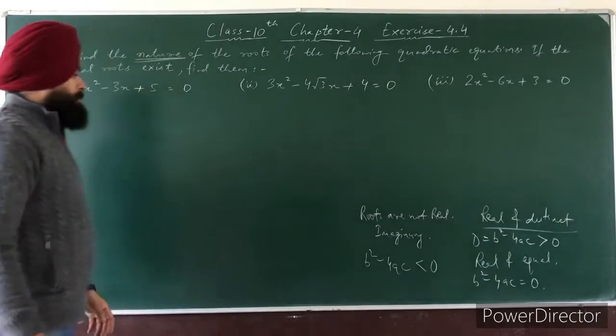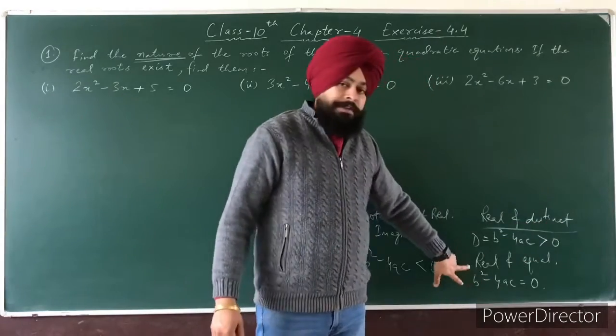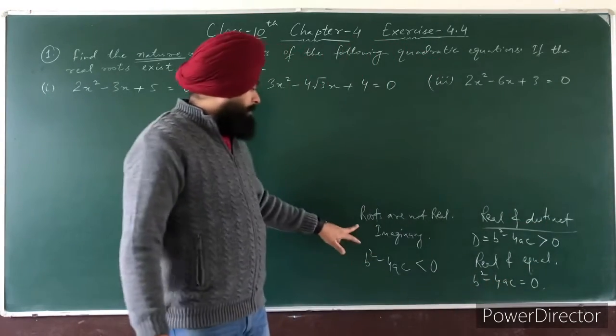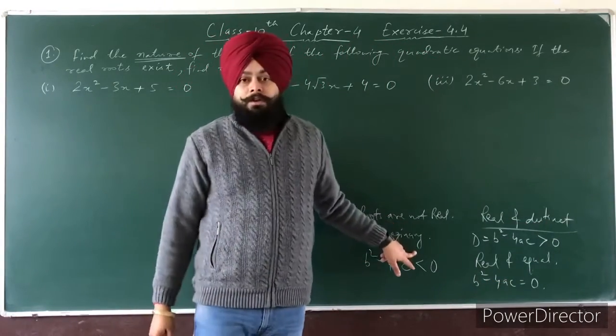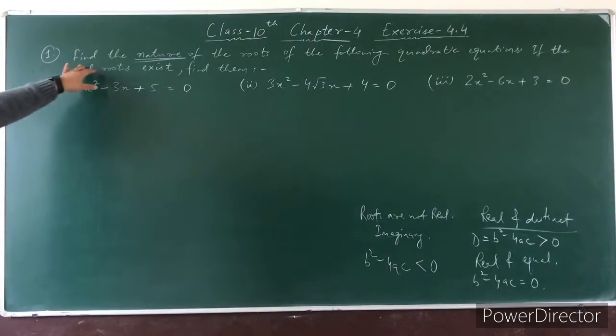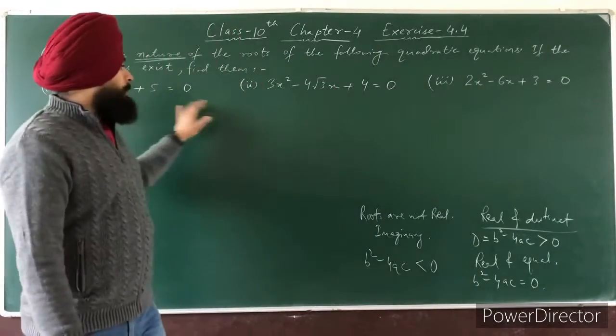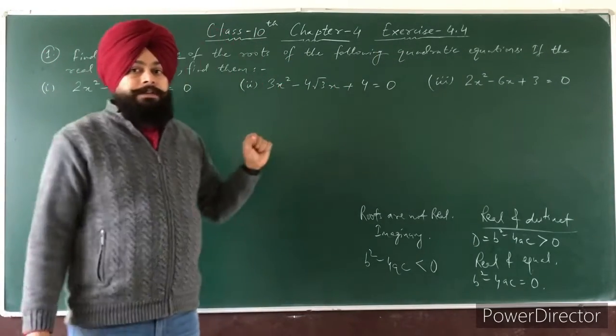Clear students? So these are the three types of nature. The first nature is real and distinct. Second nature is real and equal. And third is the roots are imaginary, or you can say not real. So first we will find the nature of the roots of the following quadratic equations. There are three parts, first, second, third. We have to first find their nature.